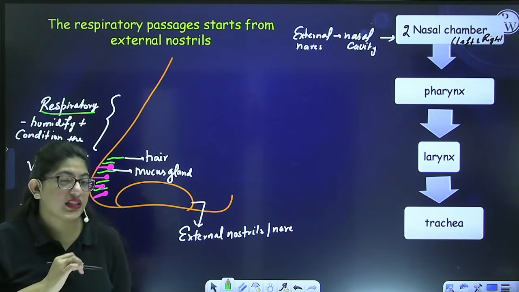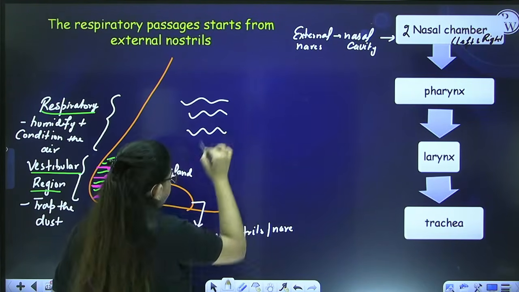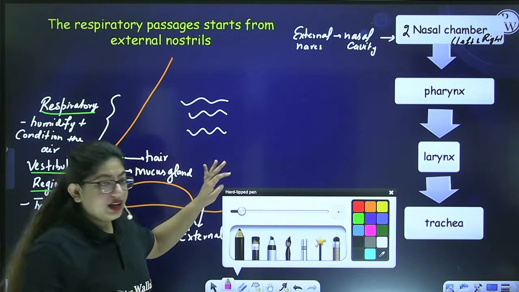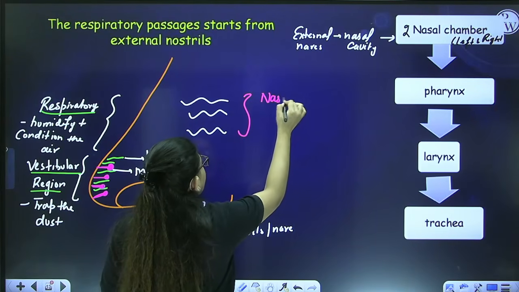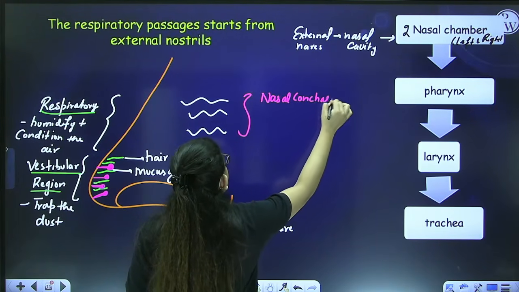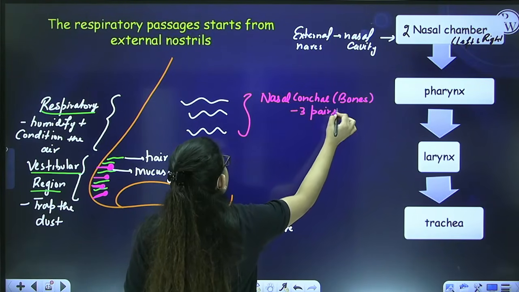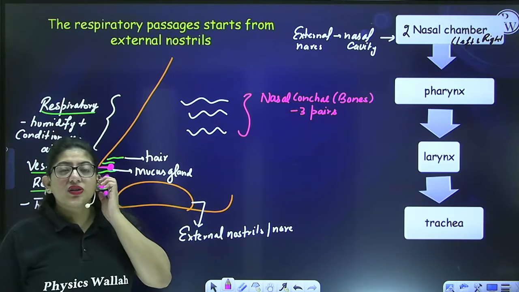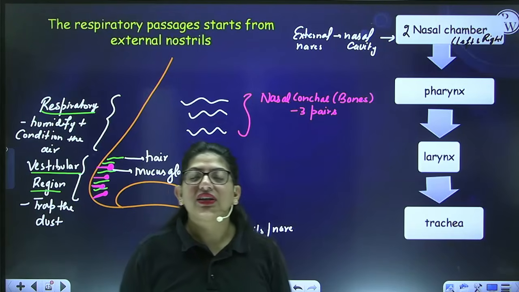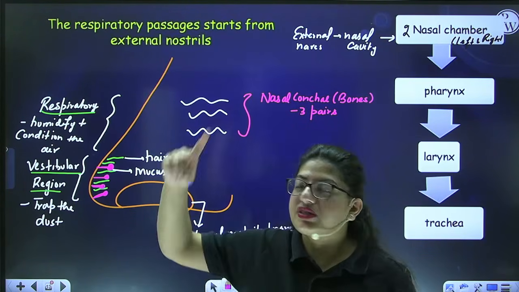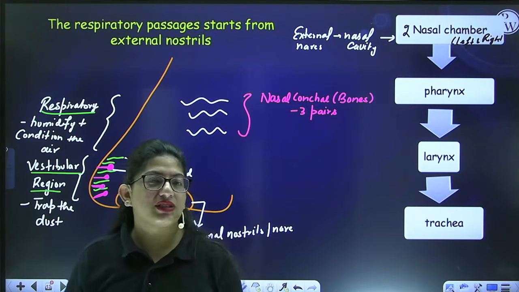What is present in the respiratory region? There are three pairs of bones: 1, 2 and 3. So three bones here, three bones on the other side. These three bones are known as nasal conchae. They are bones, three pairs in total, three here, three there. These bones are present in a zigzag manner like this, just like the villi in digestion, which are also zigzag. Wherever anything is present in a zigzag manner, that means it is increasing the surface area.